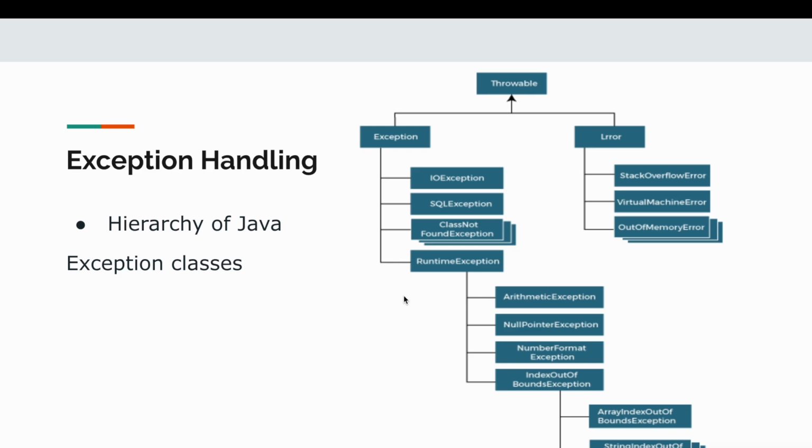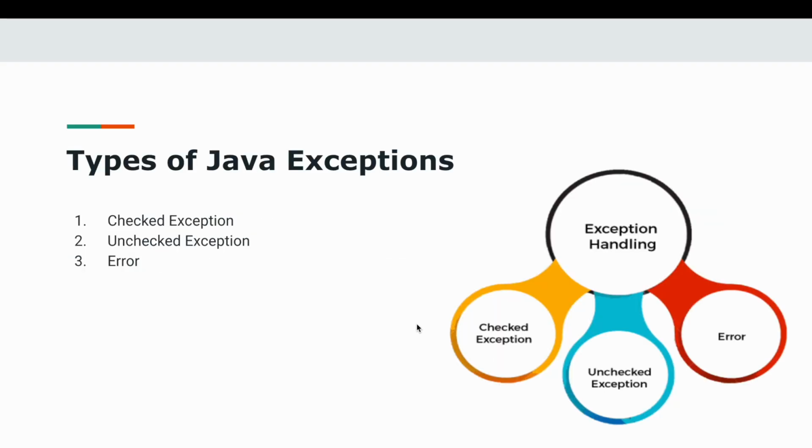Now we'll see what the types of exceptions are. I told you about the hierarchy of exceptions and what exception handling means. Next I'll be discussing the types of exceptions. There are mainly three types of exceptions: checked exception, unchecked exception, and error. I also discussed error in the previous slides, like stack overflow and out of memory error. Here I will discuss more about checked exception and unchecked exception.